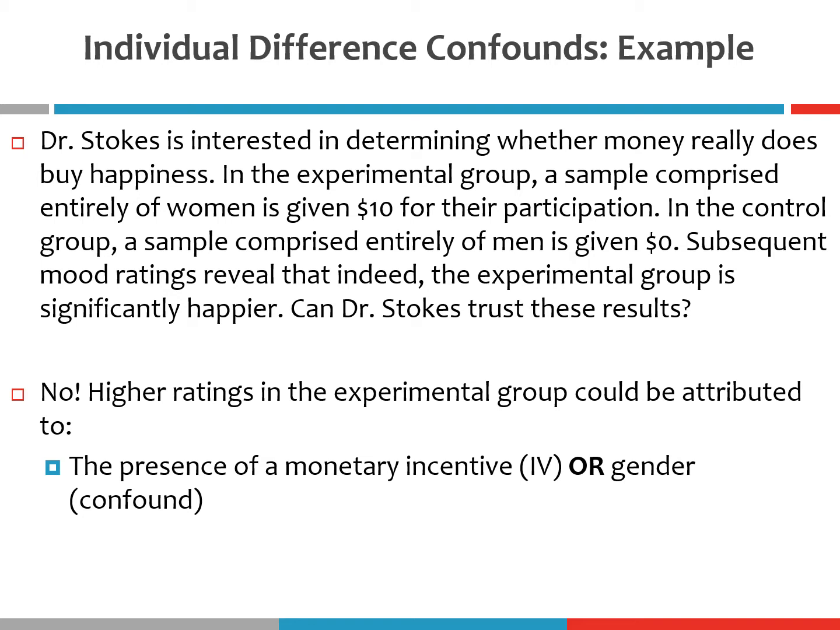We can't tell whether it is the variable that we manipulated, the independent variable, or the characteristic that differs between our samples, which is in this case gender.